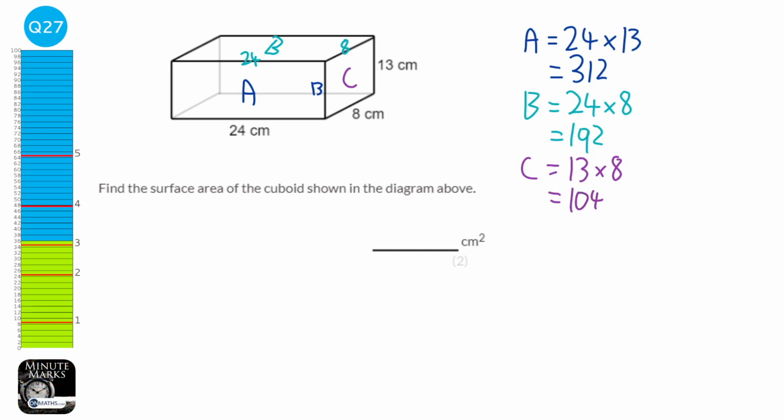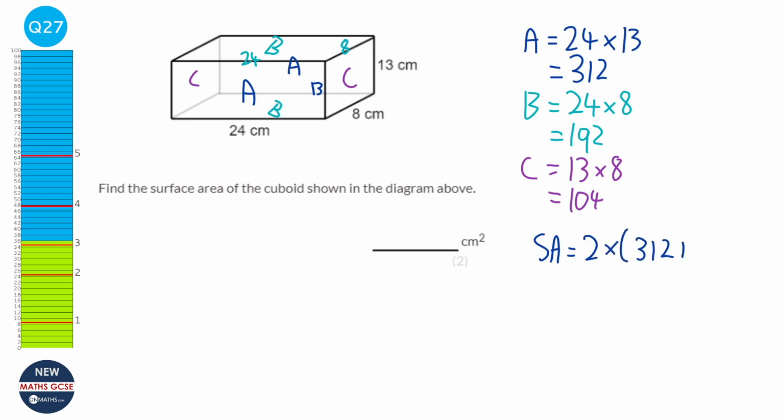Now notice that the faces all have the exact same face on the opposite side. So this one at the back is also A, this one at the side is also C, and the one at the bottom is also B. So what I'm going to do is add up all the areas of the faces and double it. So to work out the surface area, we're going to do 2 times 312 plus 192 plus 104, and that will give me 1,216 centimetres squared, because it's an area.